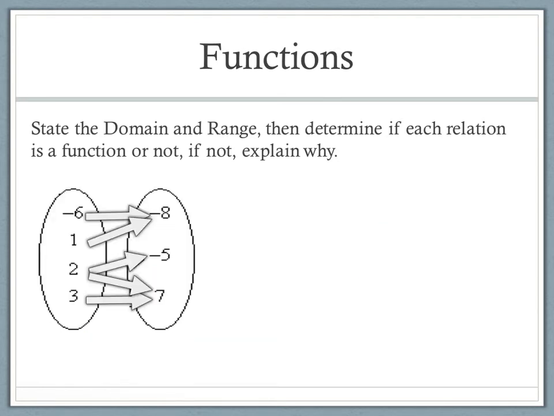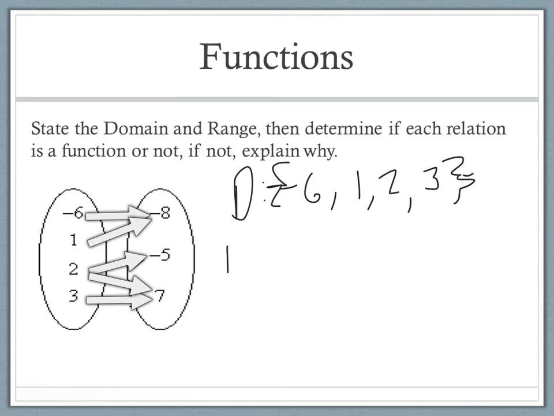Alright guys, so for this one, we've got to state the domain and range. This is a mapping diagram that we're going to look at. My domain for this mapping diagram is -6, 1, 2, and 3. That's a terrible squiggle bracket. Okay, but I'm going with it. So my range is -8, -5, and 7.